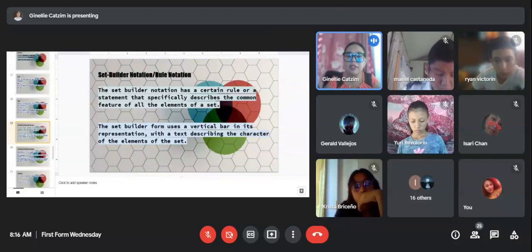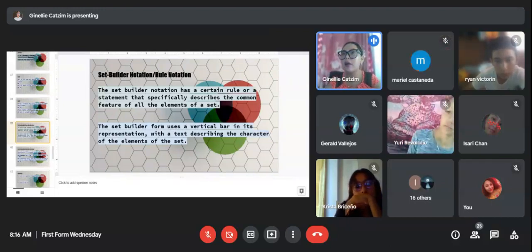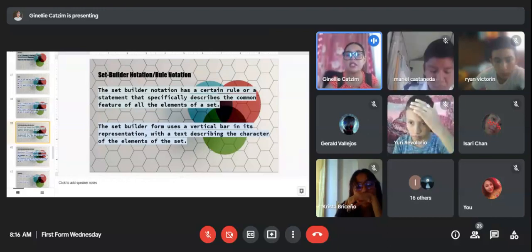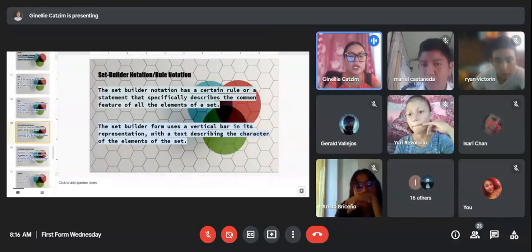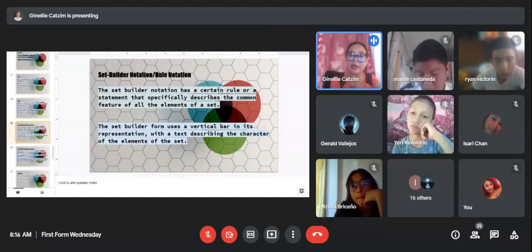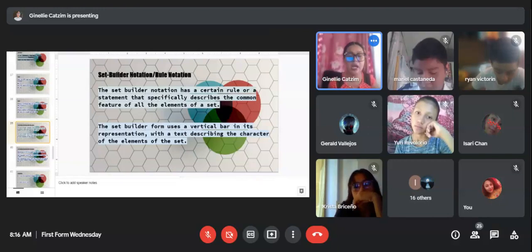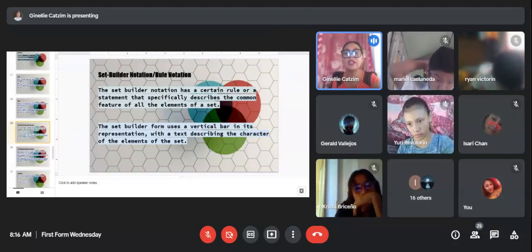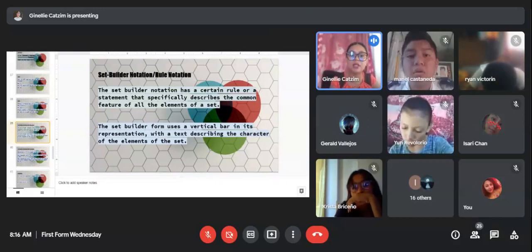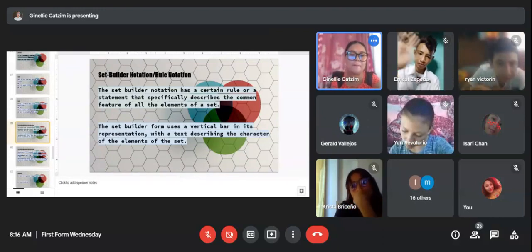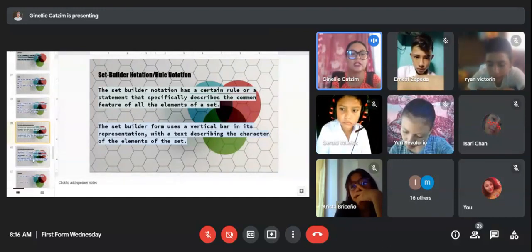So the set builder form uses a vertical bar and its representation with a text describing the character of the elements of the set. So as I mentioned, it has the vertical bar, right? And it has a little text describing the character of the elements. It has a little description, right? So that is how we know it is a set builder form. I will move to the next slide.